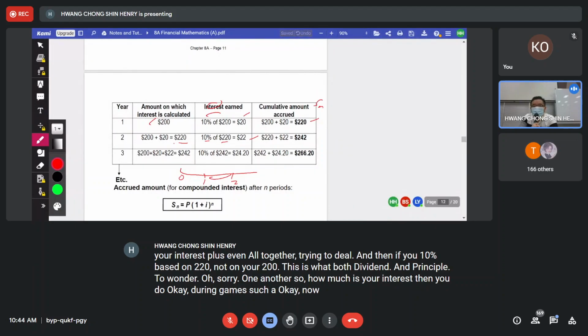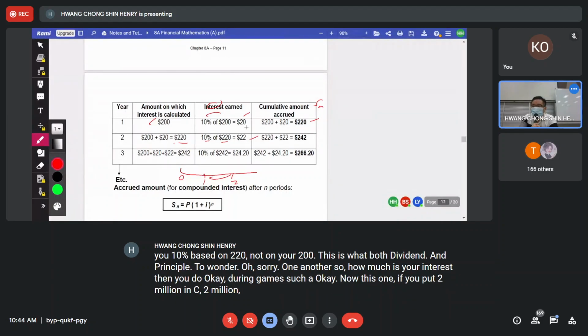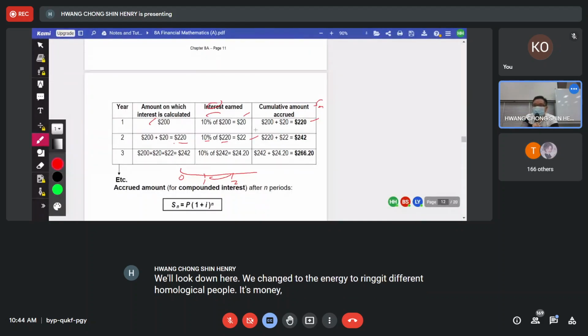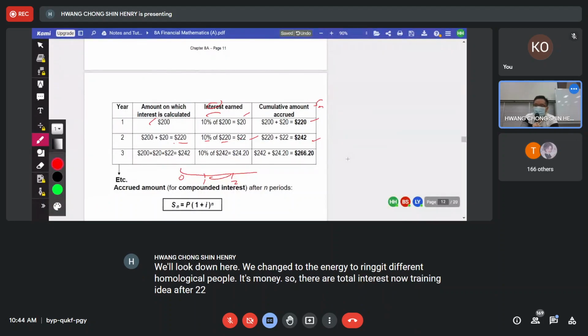Again, if you put 2 million, you see, 2 million, how much different from 2 ringgit here. You go and times on. This one we call it sikit-sikit lama-lama jadi. Don't look down on 2 ringgit. You change this to 2 million and see the 2 ringgit difference. How much is the difference? It's money, right? So the total now, 220 plus 22 is 242. You see? Extra a bit already.